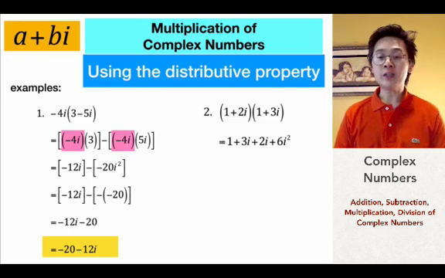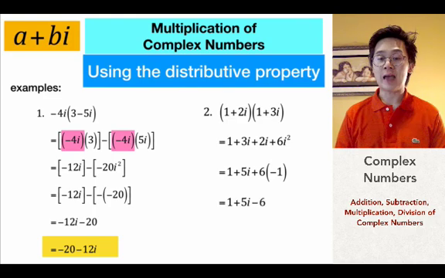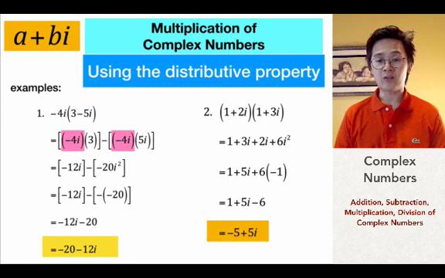So you will notice that the middle terms will be 3i and 2i, which basically are both like terms. And we also have an i squared as our last term, and we know that an i squared will turn into a negative 1. So we'll end up with 3i plus 2i, which is 5i, and 6 times negative 1 will turn into a negative 6. So we'll have 1 plus 5i minus 6. And by combining like terms, 1 minus 6 is equal to negative 5. So our final answer will be negative 5 plus 5i.